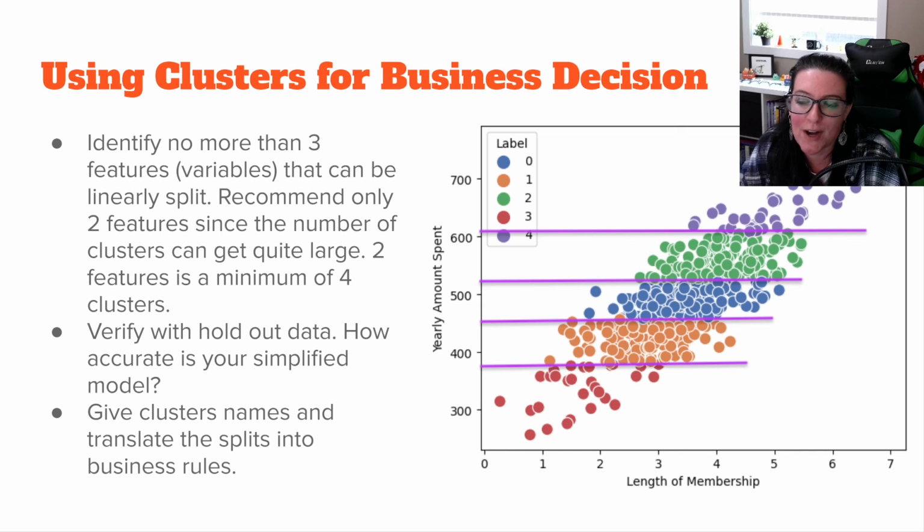So maybe that cluster has a name. We have the frequent spenders. We have the ones who live on our app. We have the newbies, whatever you want to give them names so that they are then identified by that group. And then your decisions within your organization are geared towards those different clusters.